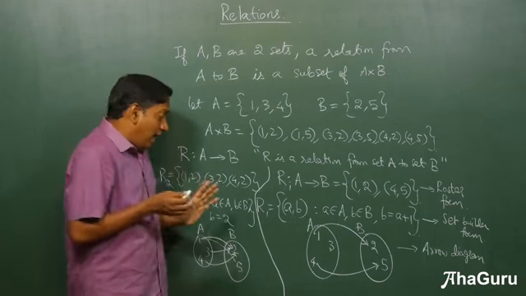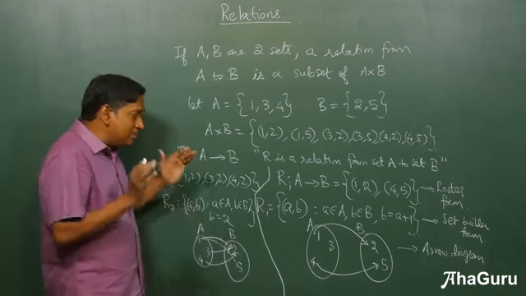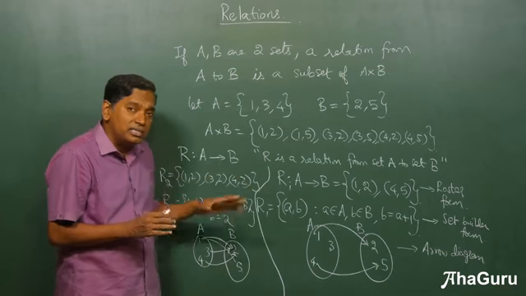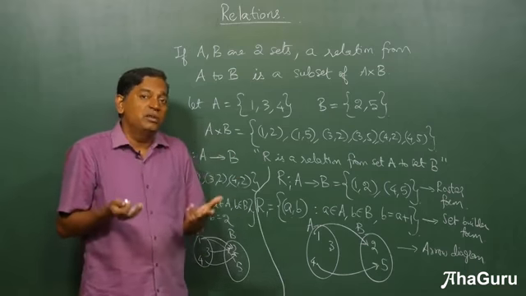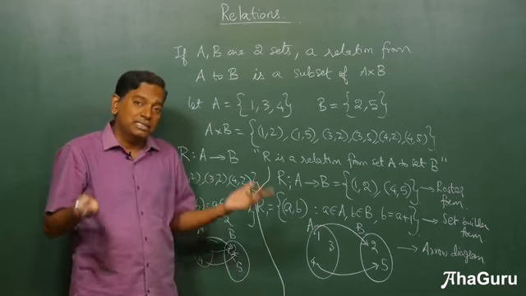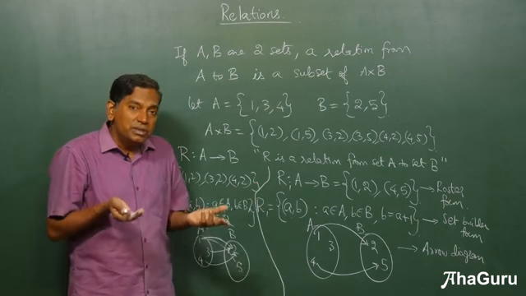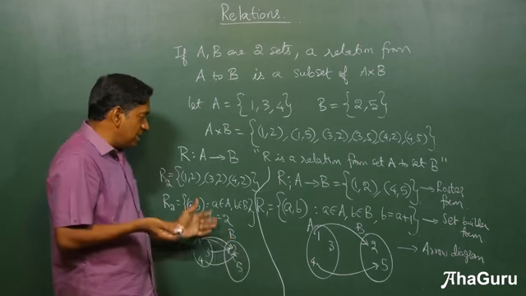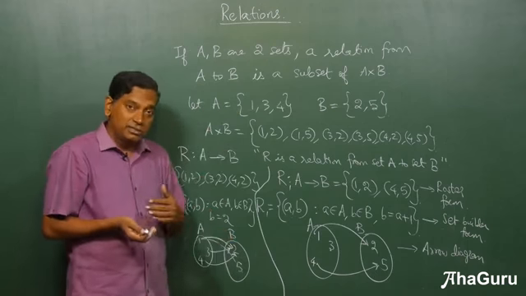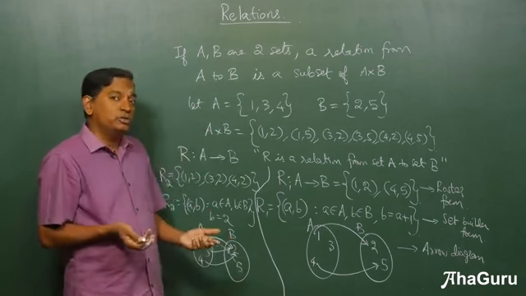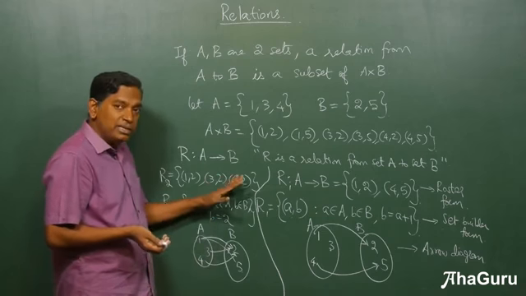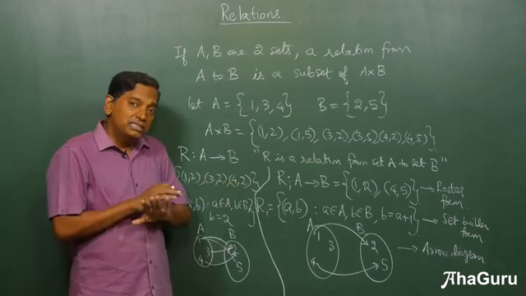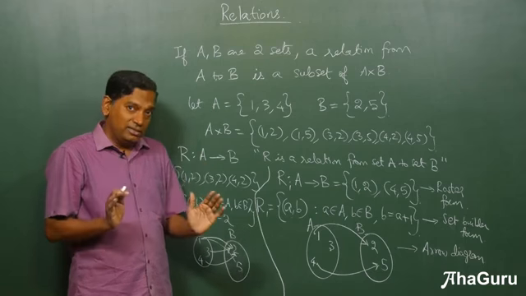So ultimately, what is the maximum number of elements that can be there in a relation? It is the same as the number of elements in A cross B. That's the maximum. And what is the minimum? The minimum is simply 0. You can say an empty relation is a relation with no elements. That's still a subset of A cross B. No arrow, no elements. That means it's still a valid set.